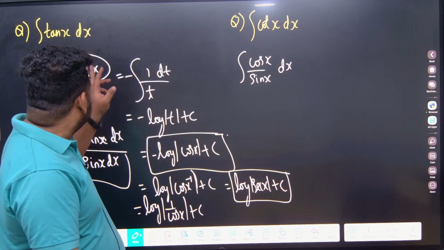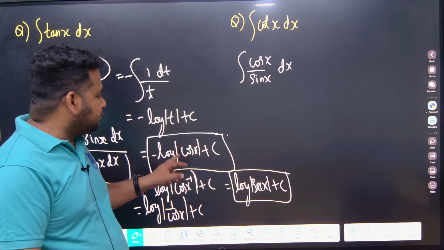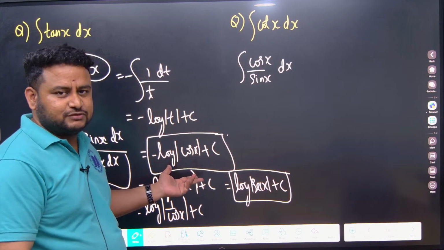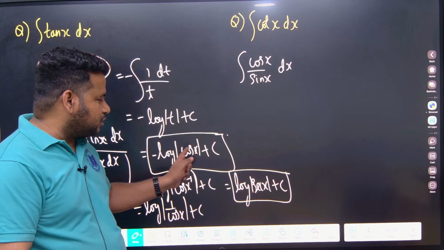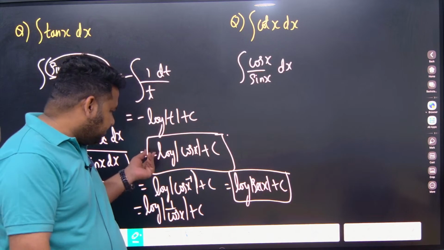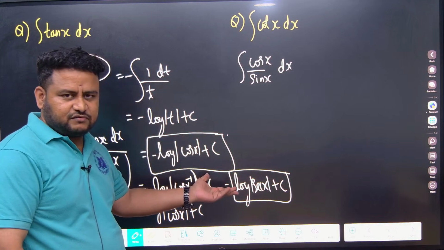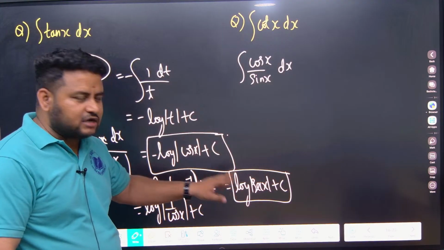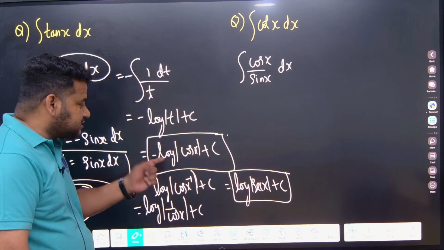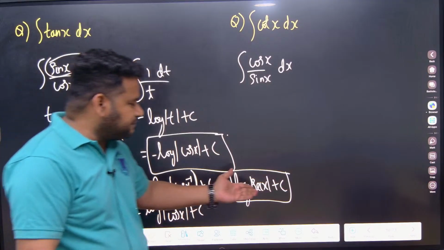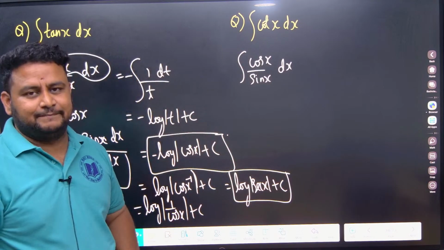For integral of tan x, you can use two results: minus log mod cos x plus c, or you can convert this into the form of secant x, that will become log secant x plus c. When you are writing cos x, minus will come. But when you are writing the reciprocal, minus won't come. That's it.